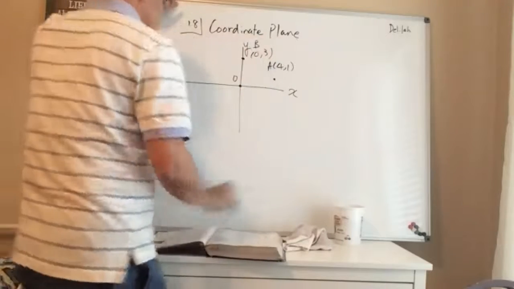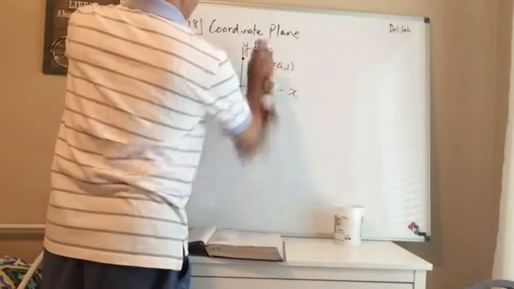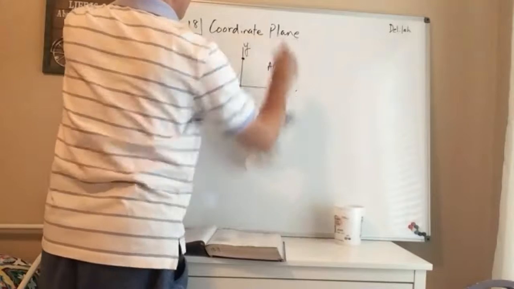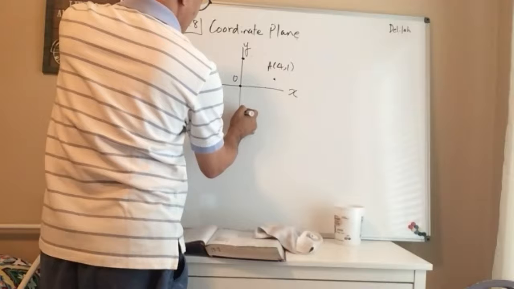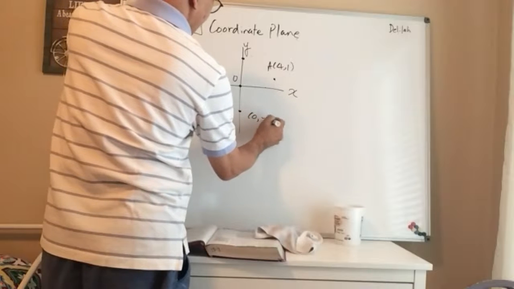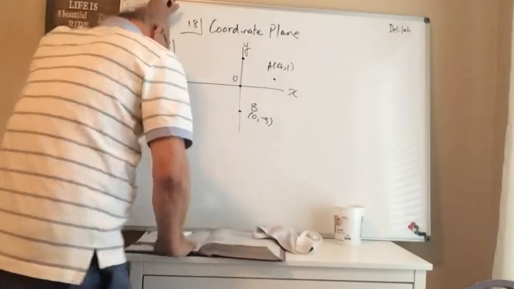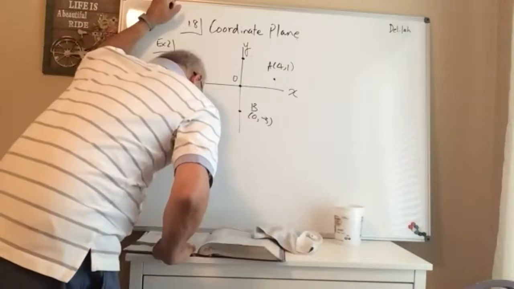Oops, never mind, it's 0 and -3. So I go 0, I go down 3, 1, 2, 3, 0 and -3, and this is B. Then I have C, which is -2 and -5.